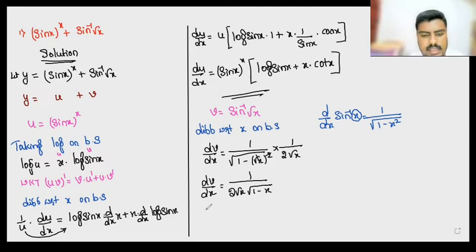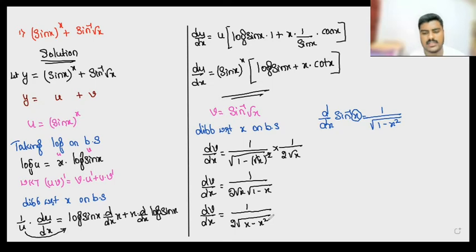Okay, so dv by dx equals this final answer. So this root x we can multiply here, 1 divided by 2 into root of x minus x square. This is what dv by dx. Okay, so now you got it, du by dx and dv by dx.